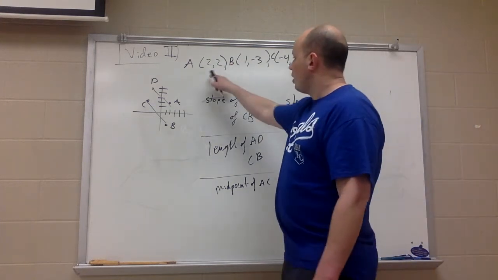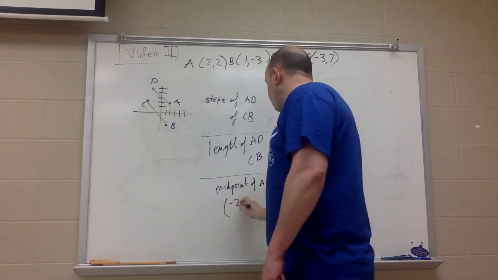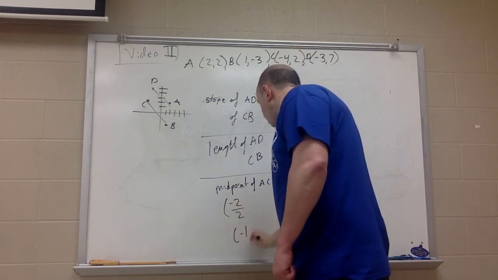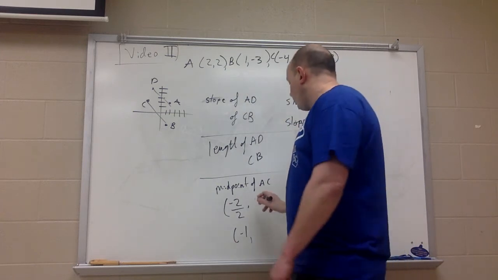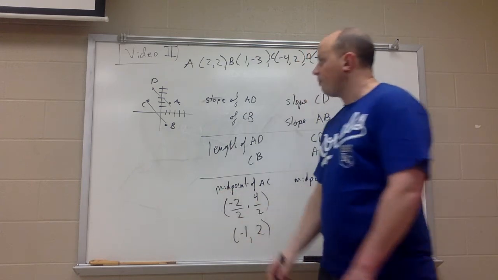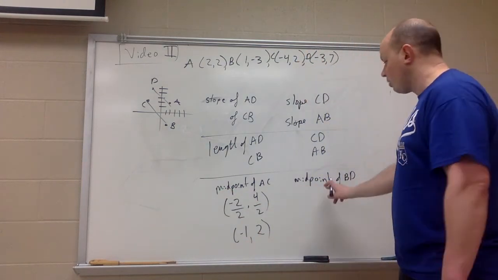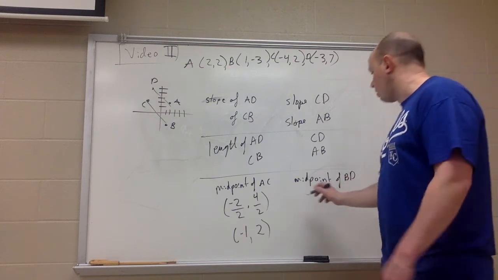So I'm going to do AC. So 2 plus -4. So I've got -2 over 2. So it's -1, comma. And then 2 plus 2 is 4. 4 divided by 2 is 2. So my midpoint is -1, 2 right now. Let's check if this midpoint's the same. If that midpoint's the same for BD, then it's a parallelogram.